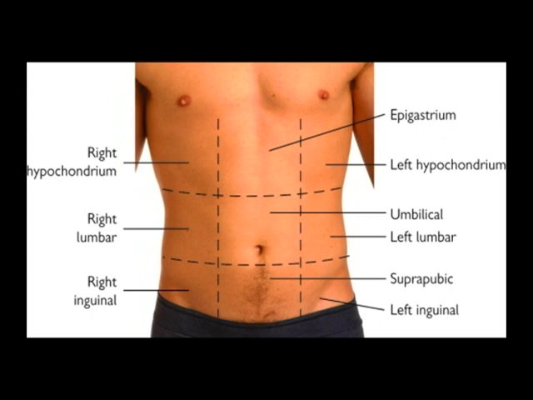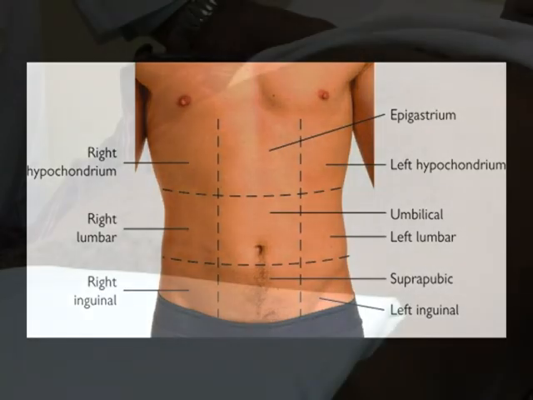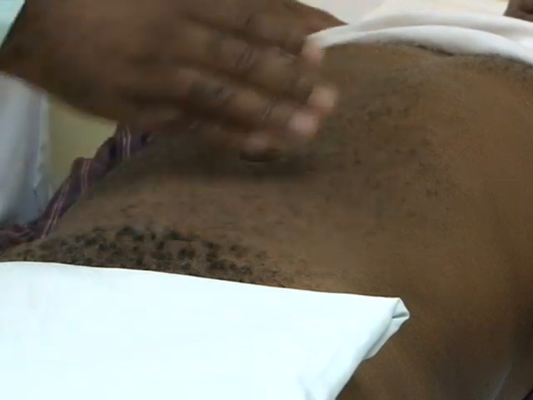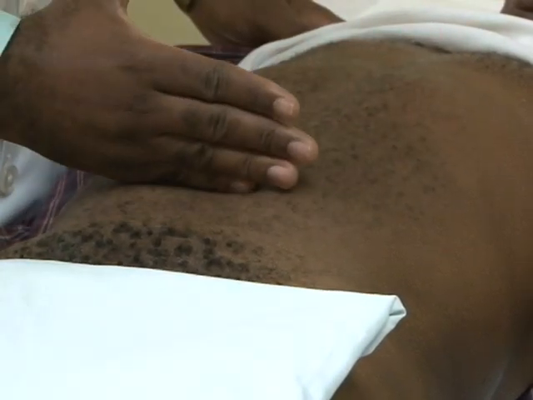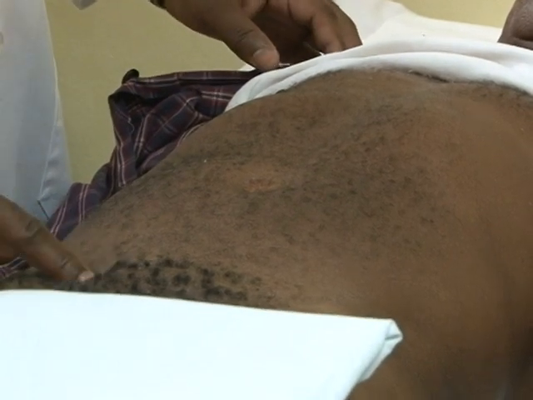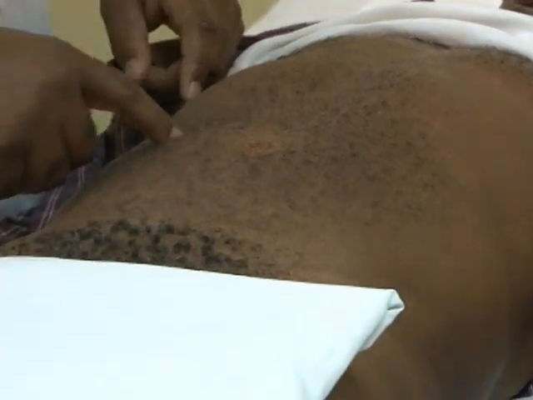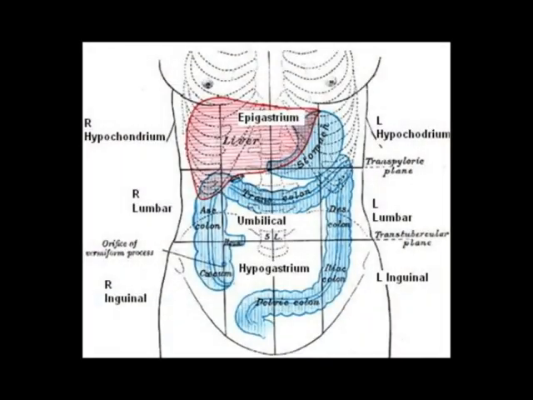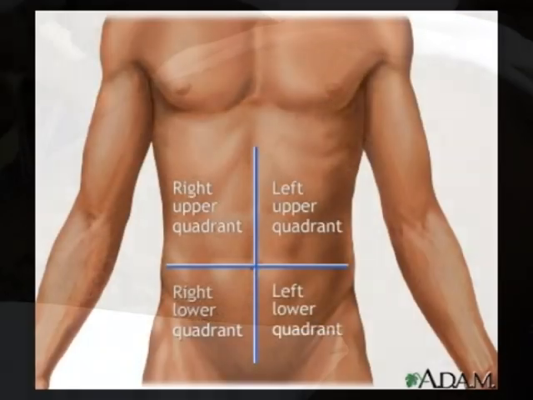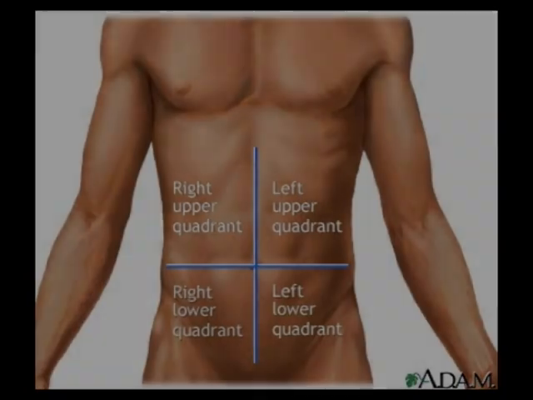These are divided by the intersection of imaginary planes, 2 horizontal and 2 sagittal. The upper horizontal is the transpyloric plane. The lower horizontal passes through the upper borders of the iliac crest. The sagittal planes are identified by a line drawn vertically from the mid-inguinal point to the mid-clavicular point. Another way of dividing the abdomen is using a horizontal and a vertical line drawn through the umbilicus. These result in right and left, upper and lower quadrants.